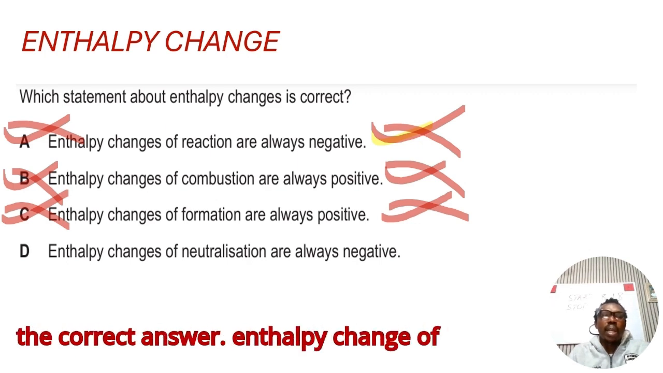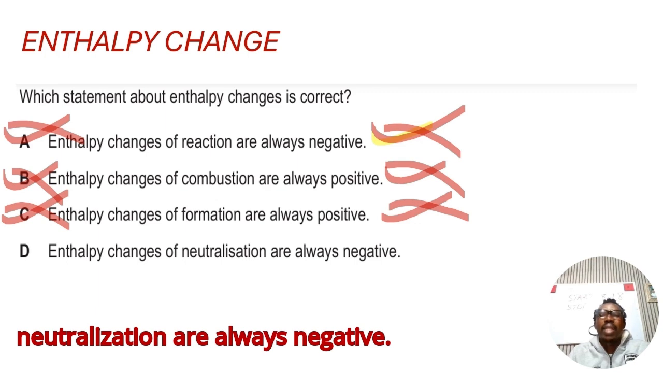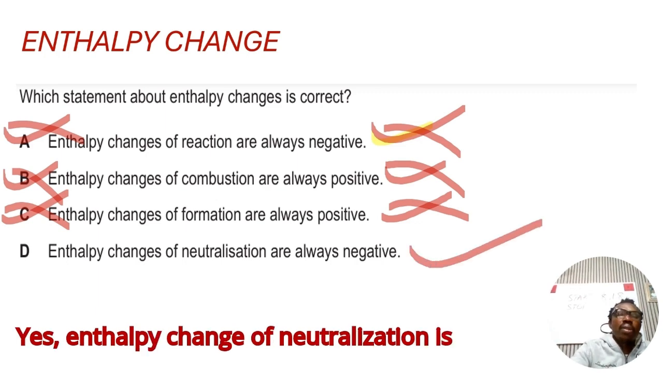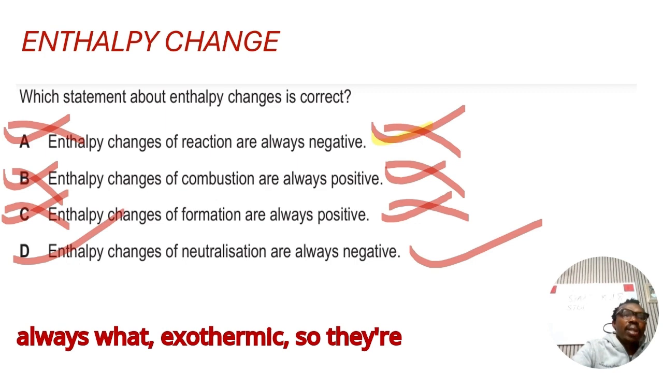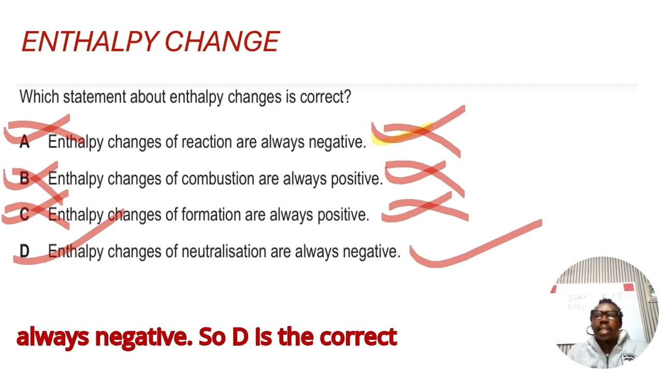Then let's look at D. D should be the correct answer. Enthalpy changes of neutralization are always negative. Yes, enthalpy change of neutralization is always what? Exothermic. So they are always negative. So D is the correct answer.